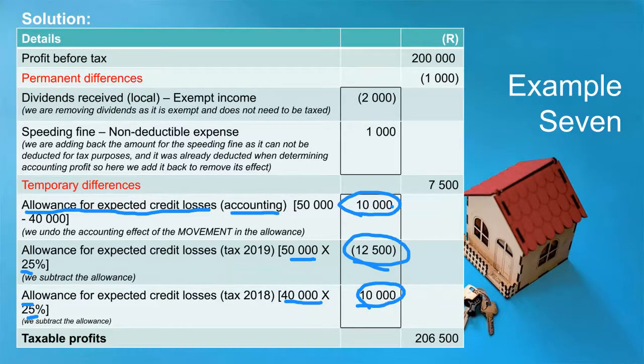I was explaining the 10,000 rand we subtracted because that was the movement in provision that we had already recorded in the accounting profit. So we had reduced the accounting profit by 10,000 rand. Now we add it back to remove the accounting effect, but then we replace it with the tax effect. Now, what's the tax effect? The tax effect is 25% of the movement, and the movement was 10,000 rand this year. So we subtract the closing balance, which is 25% of 50, and we add back the opening balance, which is 25% of 40. The net effect is that we've just recorded 25% of the movement. But we have to show it like this to get the maximum amount of marks.